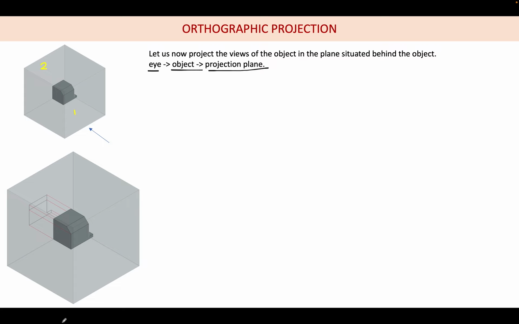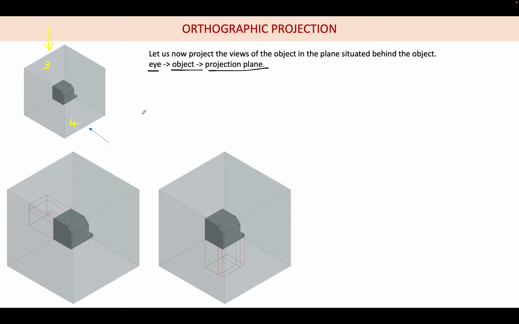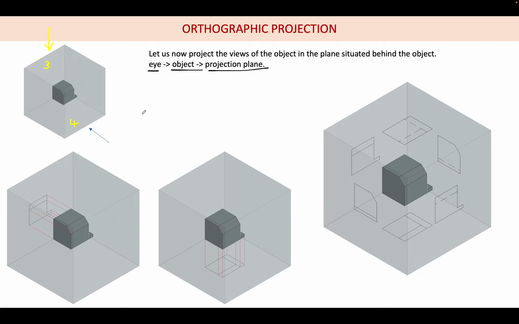So suppose I erase these 2. For the top view, we are looking from the top, like this. Let us say this top plane is 3 and this bottom plane is 4. So where will the top view be projected, upon number 3 or number 4? 4. Yes, 4. So like this it comes. Similarly we can project the other views also. Finally we get the 6 views.